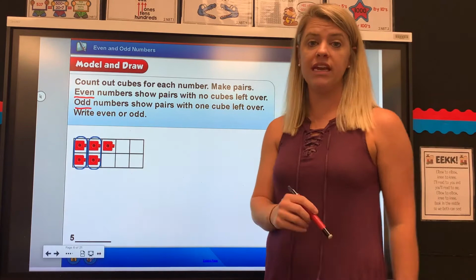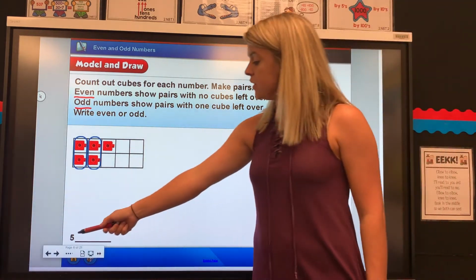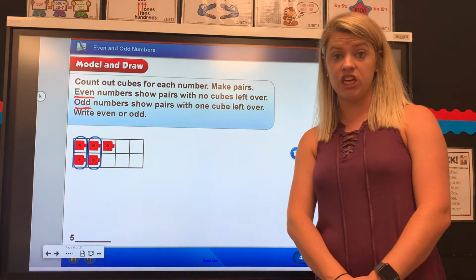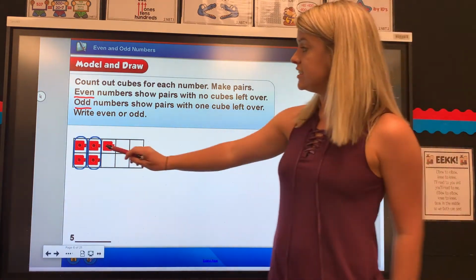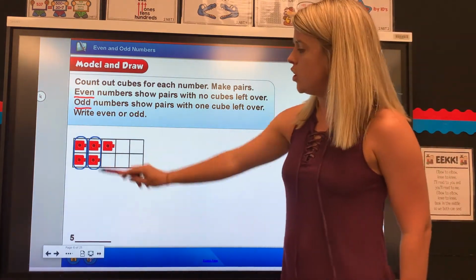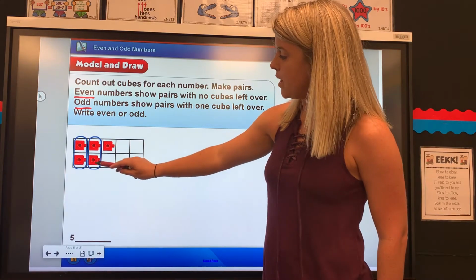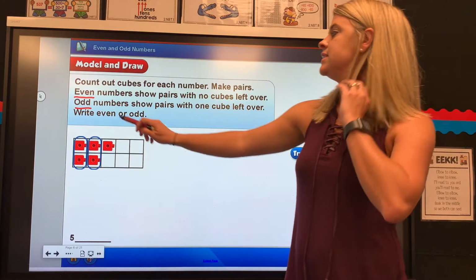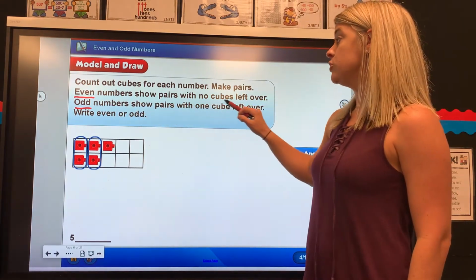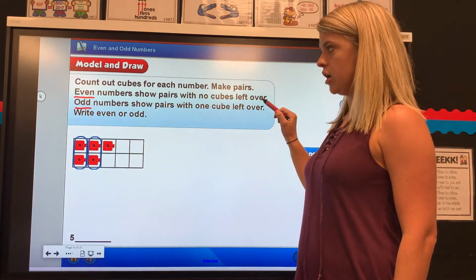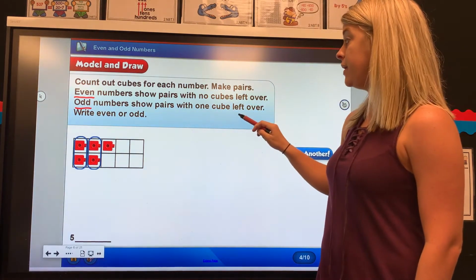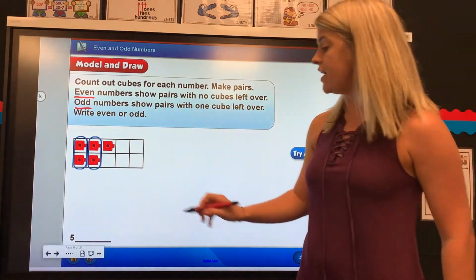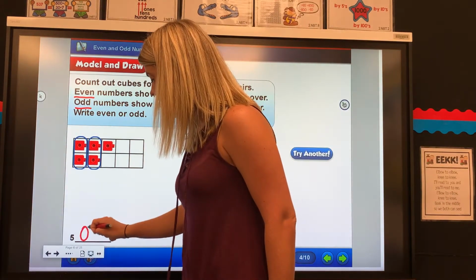The first one that you'll see has a picture of 5 linking cubes. Let's look to see if it's even or odd. Well, I see a pair, 1 left over, which means it says even numbers show pairs with no cubes left over. Odd numbers show pairs with 1 cube left over. This one has a cube left over, so I know it's going to be odd.